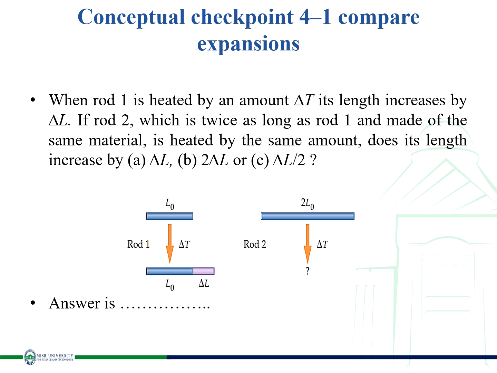Recall the formula for linear thermal expansion. Delta L equals alpha times L0 times delta T. Since alpha and delta T are the same for both rods, the change in length, delta L, is directly proportional to the initial length, L0. Therefore, if rod 2's initial length is twice that of rod 1, its expansion will also be twice as much. The answer is B, 2 delta L.